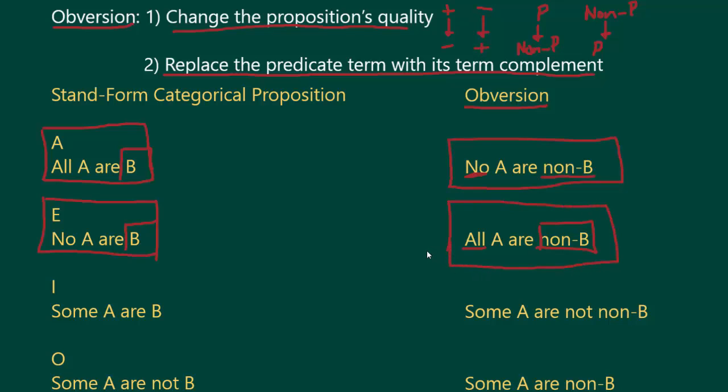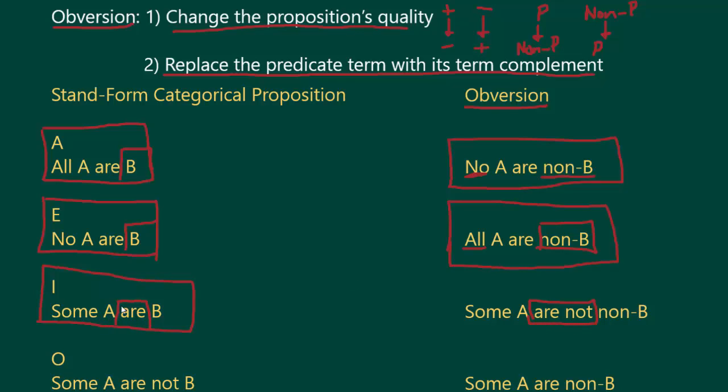So all A are non-B is the result of performing obversion on no A are B. For our I statement, it's particular and affirmative, so we need to make sure that we're going to have a particular negative statement. For our particular statements, the negativity or positivity, the affirmative or the negative aspect, is located or communicated to us in its copula.